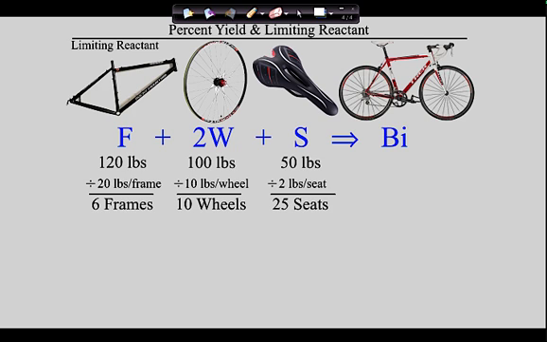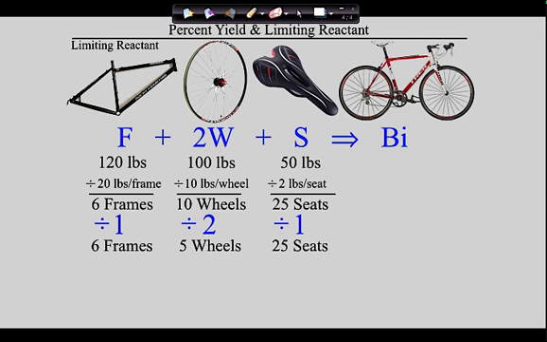So now we need to account for the fact that it's not one of these, one of these, one of these. We need to account for the fact that we need 1 frame, 2 wheels, and 1 seat. So now what we do is we divide by their relative numbers of things, respecting the fact that we need 2 wheels. And now we have a 6 to 5 to 25 ratio. Now how many bikes can we build?